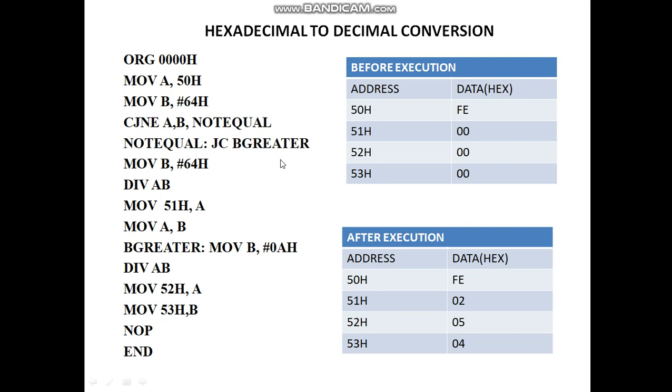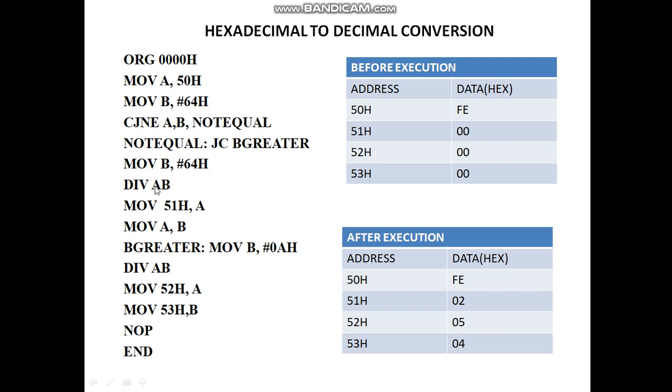Okay, and now check if it is equal. If it is not equal, the very next instruction will be executed. You need to check if there is a carry flag. In this case, the carry flag is not set. So you need to divide the number by 100 because the number is greater than 100.